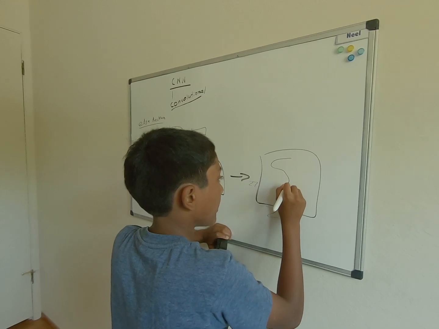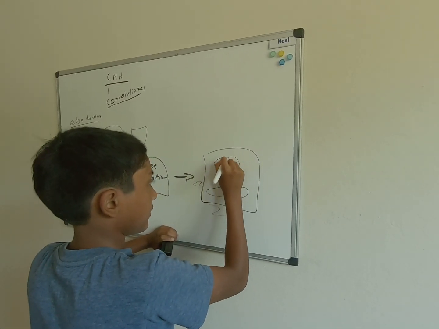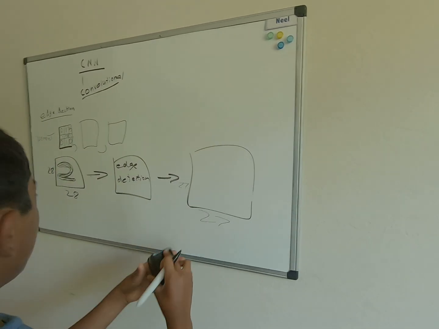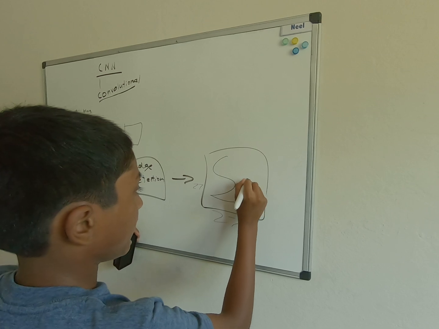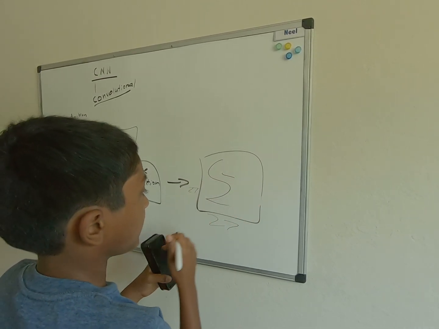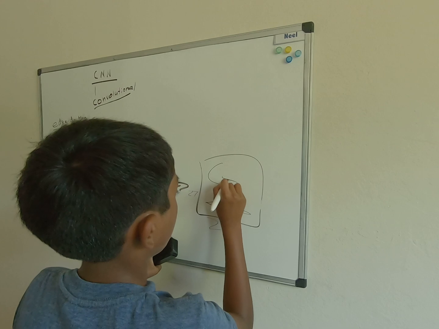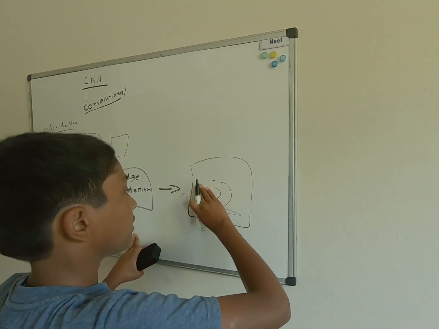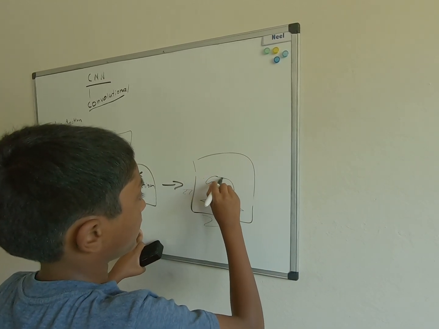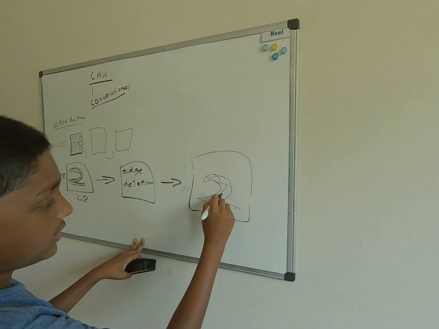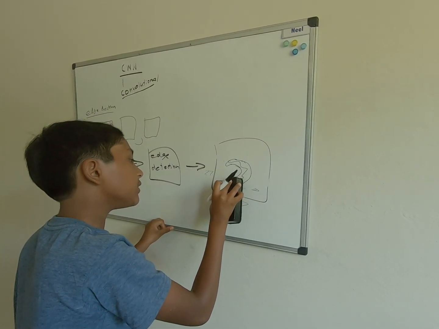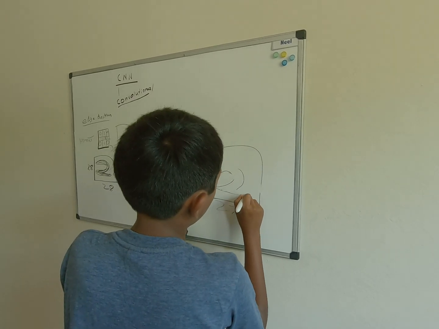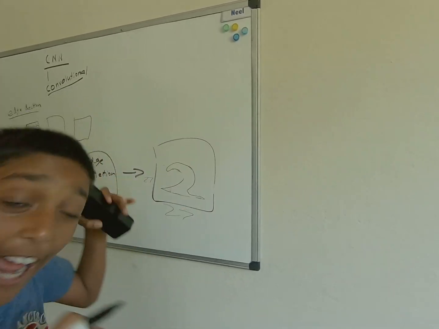And then what you get is kind of the same as drawing your 2. You've got your 2, and then it's shaded in, right? And then you just erase everything inside, and what you get is the outside of it.